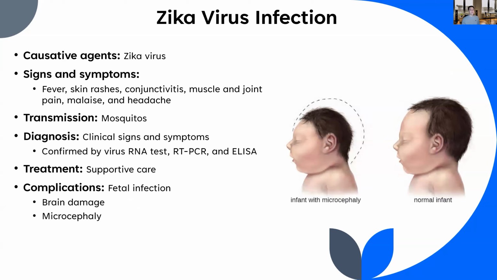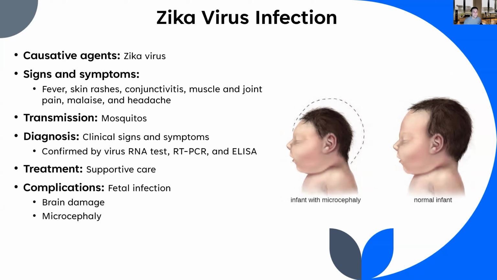Zika virus. So Zika virus was a big thing in the United States in the last few years of the 2010s. We started to see this making its way into the United States, and it was terrifying for a lot of people. And the reason why is some of the complications associated with it are pretty bad. So it is caused by the Zika virus. It is spread by mosquitoes.